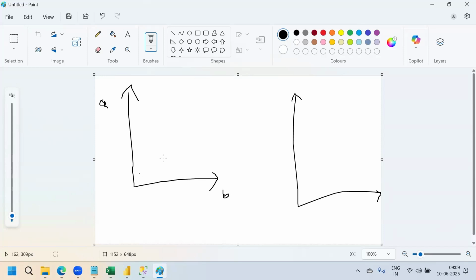Right. Okay. So in this one, which one is horizontal? Which one is vertical? Okay. This one is the horizontal. This one is the vertical. So x-axis is what? This one is x-axis. This one is y-axis. Right.